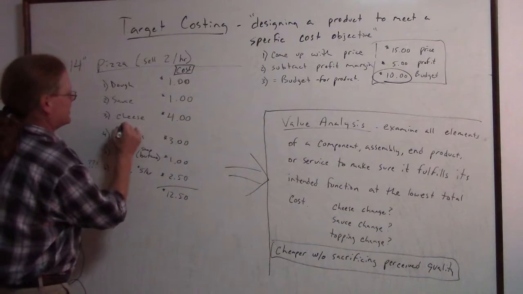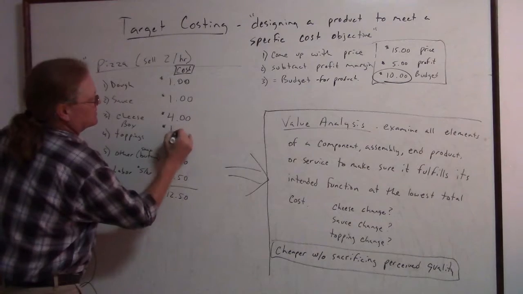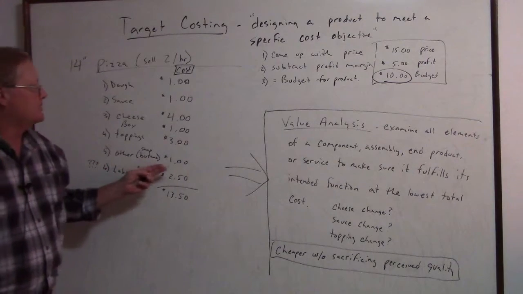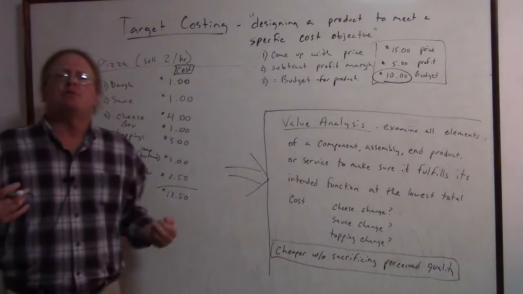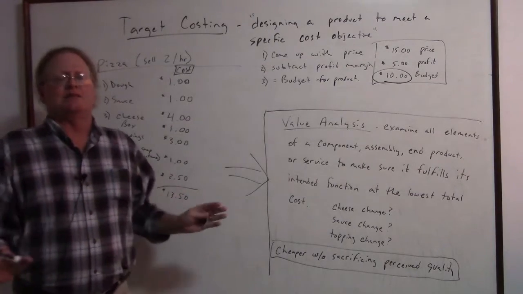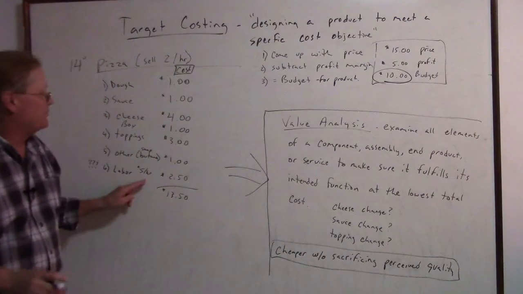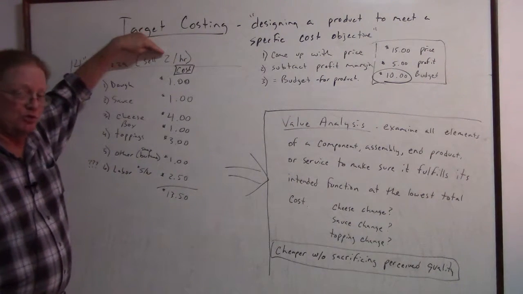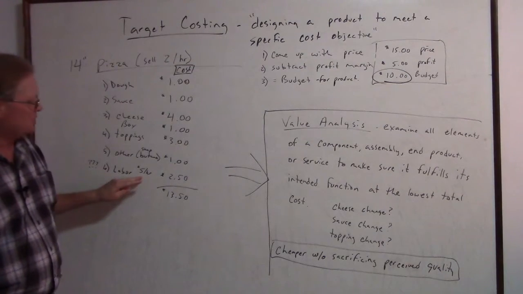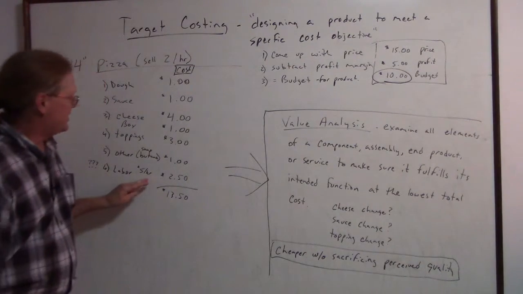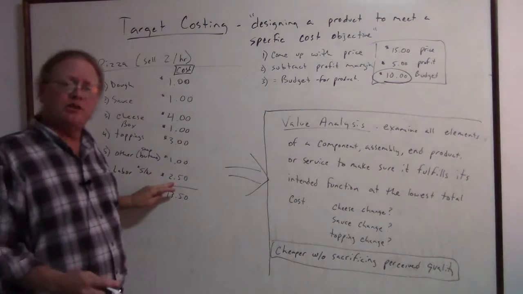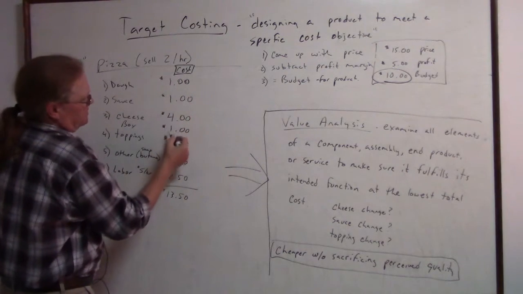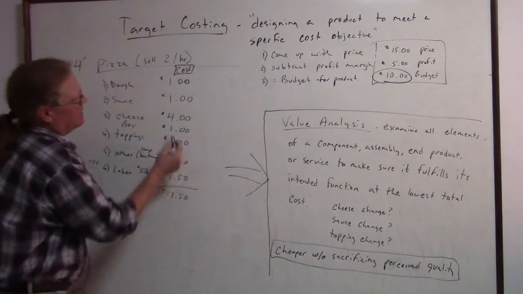Now we have the box. We got to put the box there. I know how much the box is. It's $1. So others is $1. Labor, my minimum wage, at least in the beginning, is going to be $5 an hour. And in order for this to make sense, I need to sell a minimum of 2 per hour. If I can sell 2 pizzas per hour with 1 employee, that would be $2.50 of labor that goes to each pizza. Now, 1, 2, 6, 7, 8, 9, 10, 11, 12, 13.50.